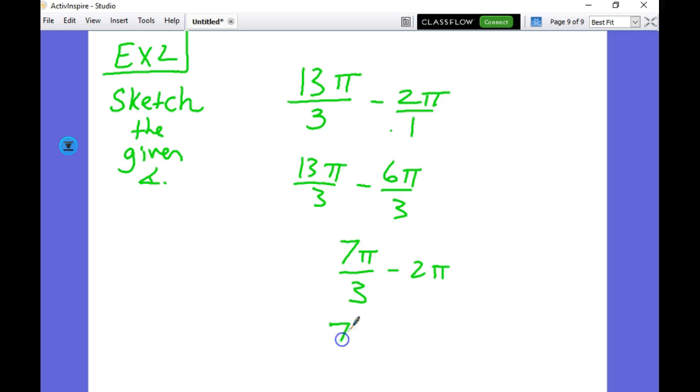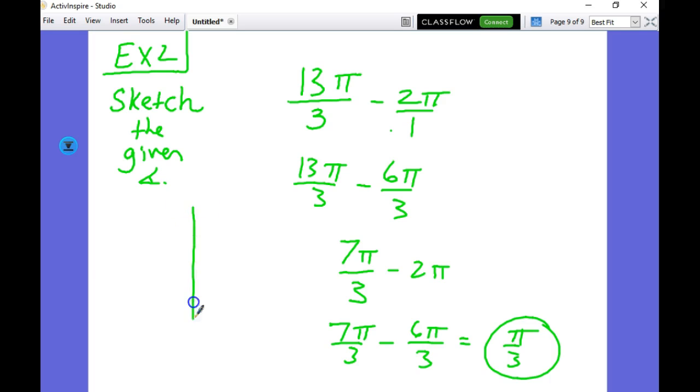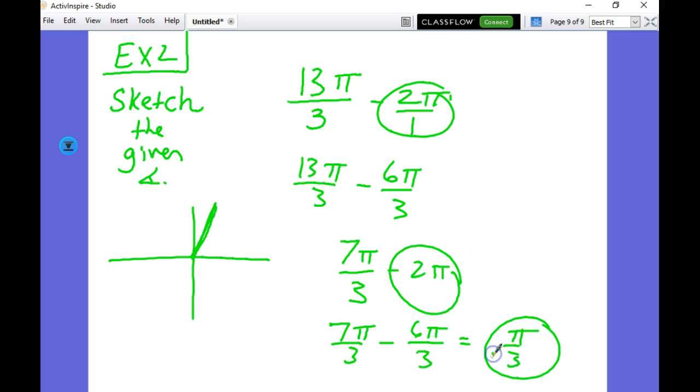But anyway, we need a common denominator. If I subtract those, I get pi over 3. Now that is on my unit circle. And in fact, that angle is right about here. But how many full circles did I need to get there? 1, 2, and then that, right? So it goes 2 pi, 2 pi, pi over 3.